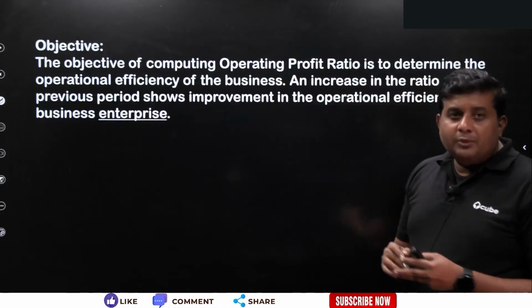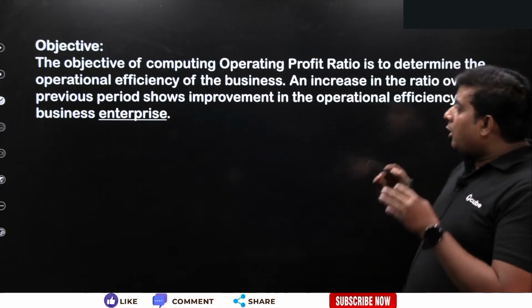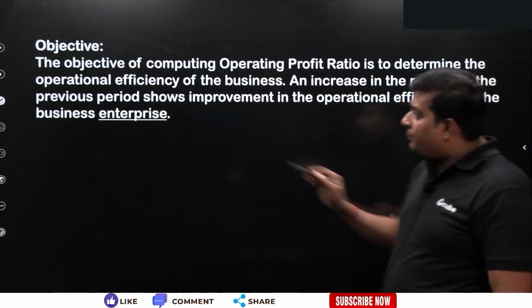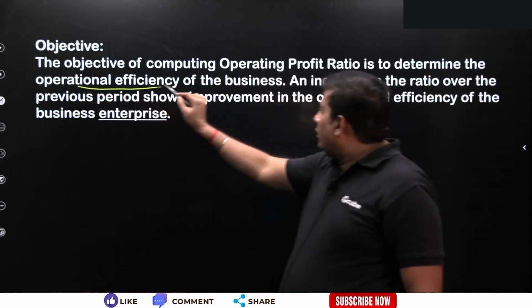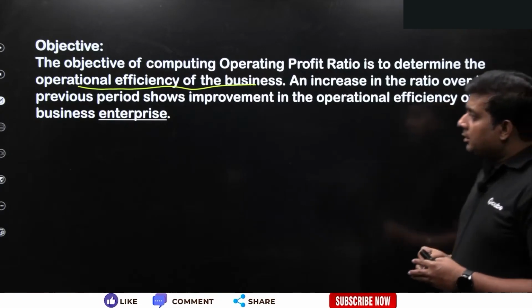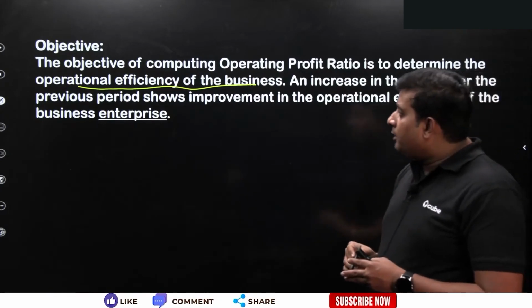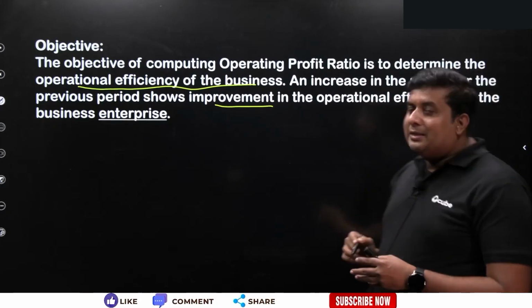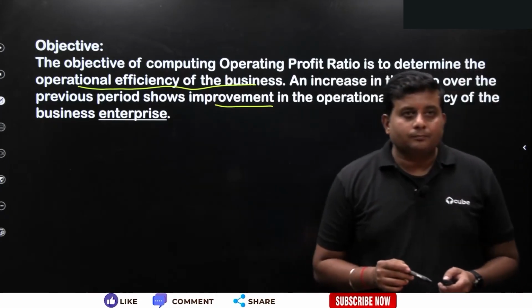Now, what is the objective of this? The objective of computing operating profit ratio is to determine the operational efficiency of the business, and an increase in the ratio over the previous period shows improvement in the operational efficiency of the business enterprises.